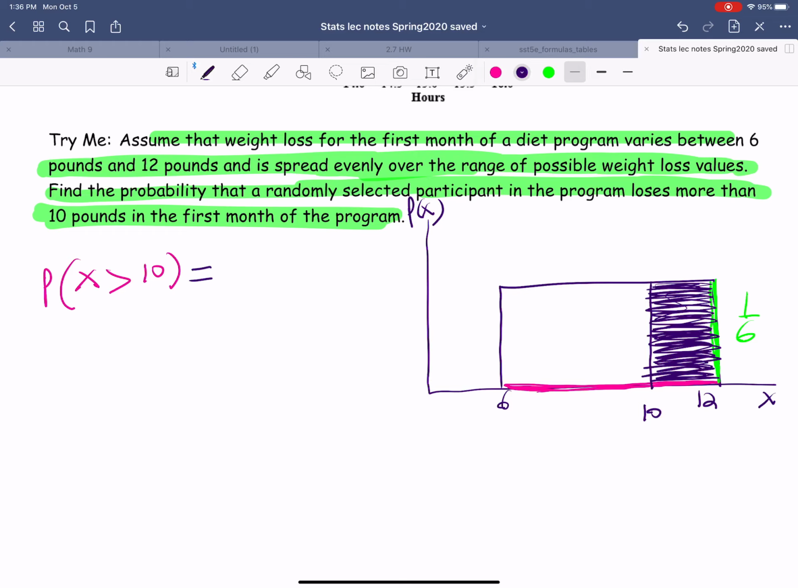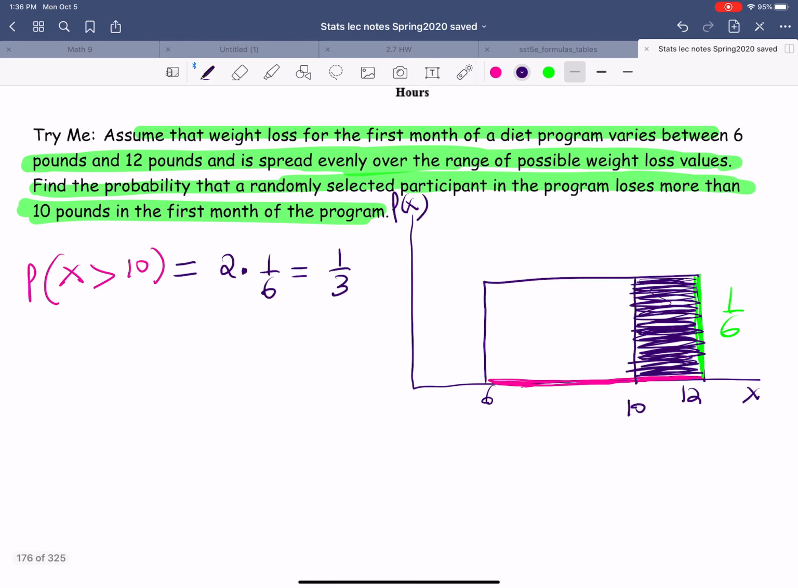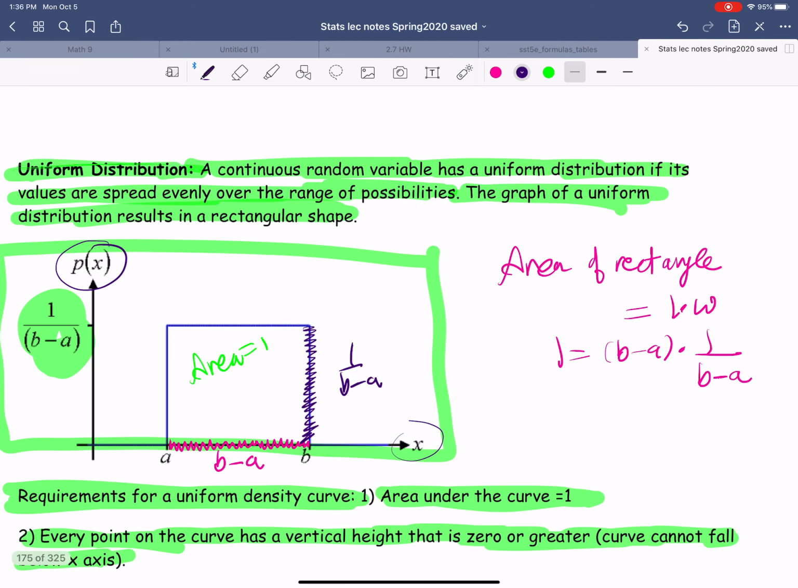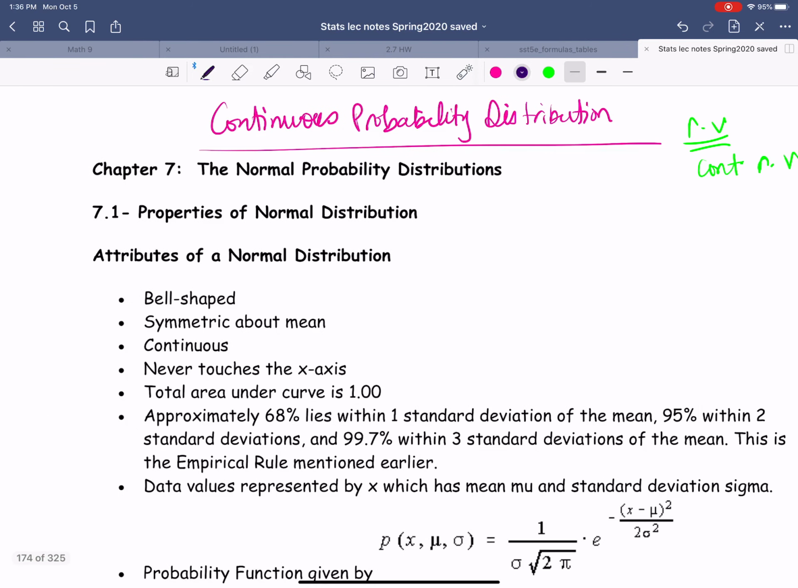For the shaded rectangle, the length is 2, my width is 1/6, and altogether it turns out to be 1/3. So the probability that a randomly selected participant loses more than 10 pounds is 33.33% in this case. Okay, that finishes the uniform distribution. Now we're going to look at the normal probability distribution.